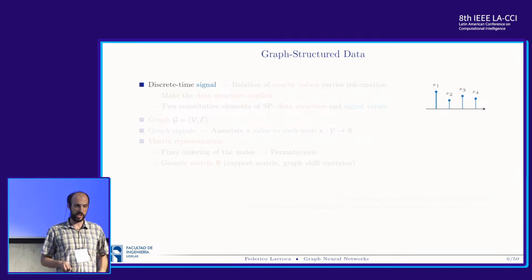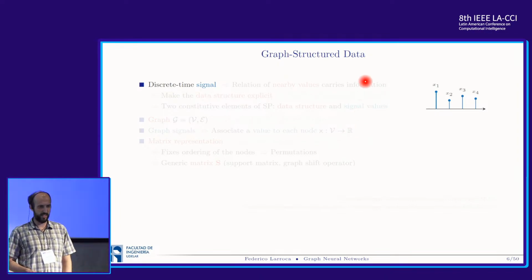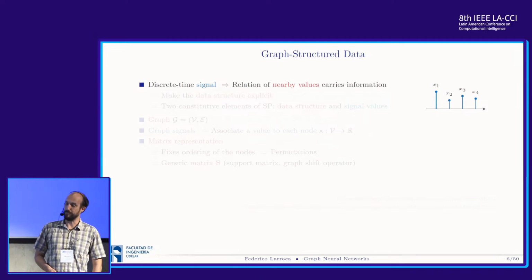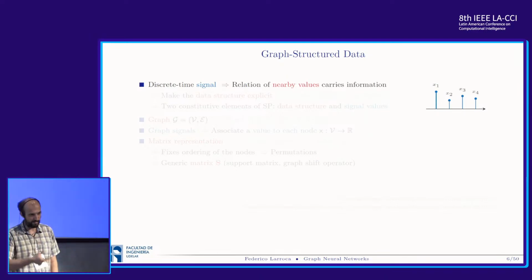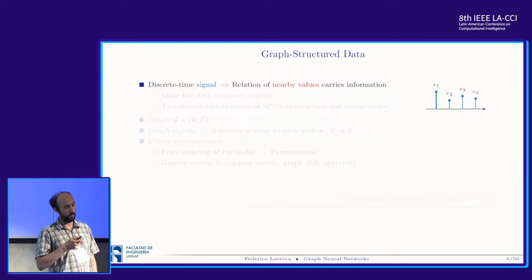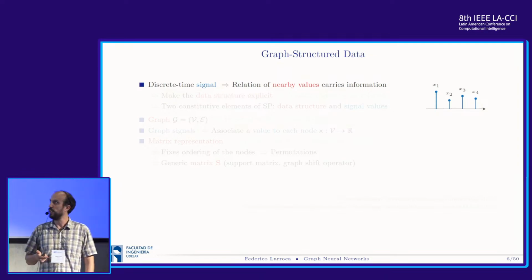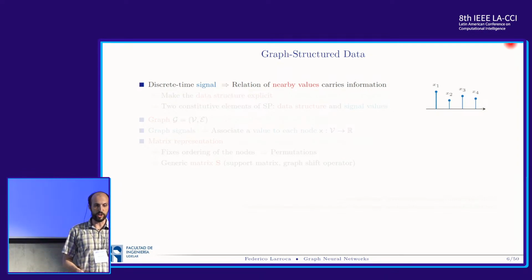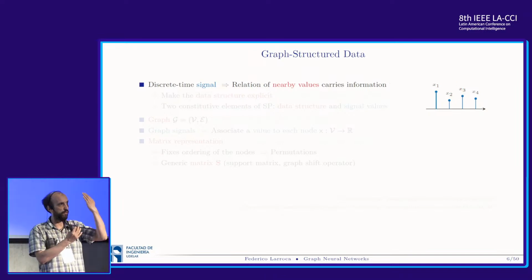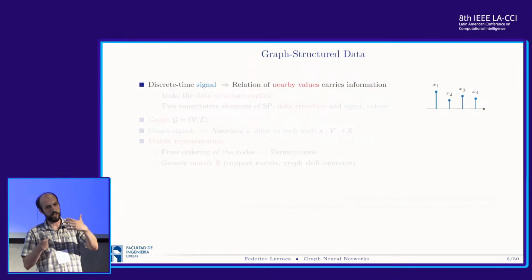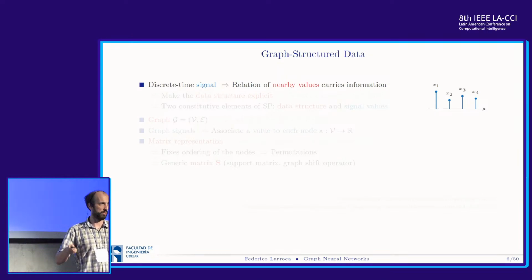So imagine we have a discrete time signal like the one shown here. One of the most important concepts for signal processing is that there's information in the neighborhood of this signal. It's not the same that x1, which is somewhat large, is close to x2, which is not so large. That gives you some information. If there is much difference between contiguous values, that means you will have a signal that has large bandwidth, for instance.